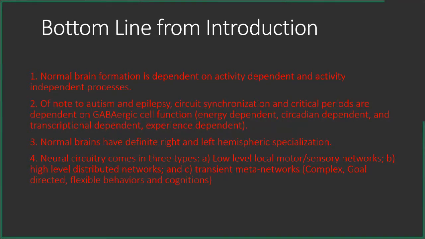Normal brains definitely have right and left hemispheric specialization, and this is abnormal in autism. And just to remind everybody for the discussions later, neurocircuits come in these three different types: these low-level motor sensory circuits, these secondary-level highly distributed networks, and then these transient meta-networks that mediate complex, directed, flexible behaviors and cognition.